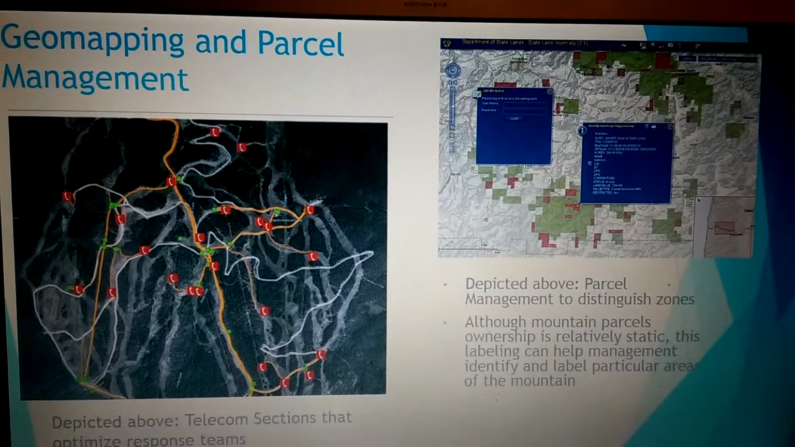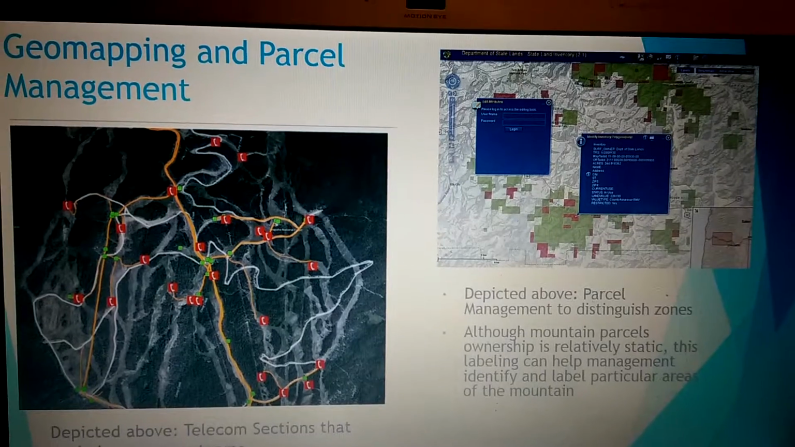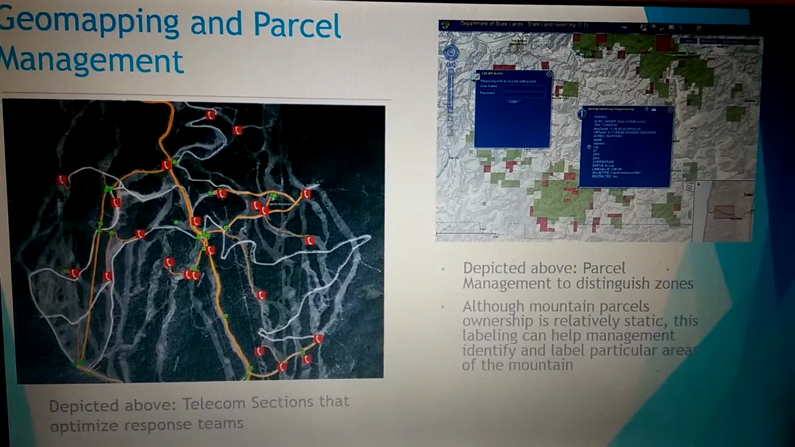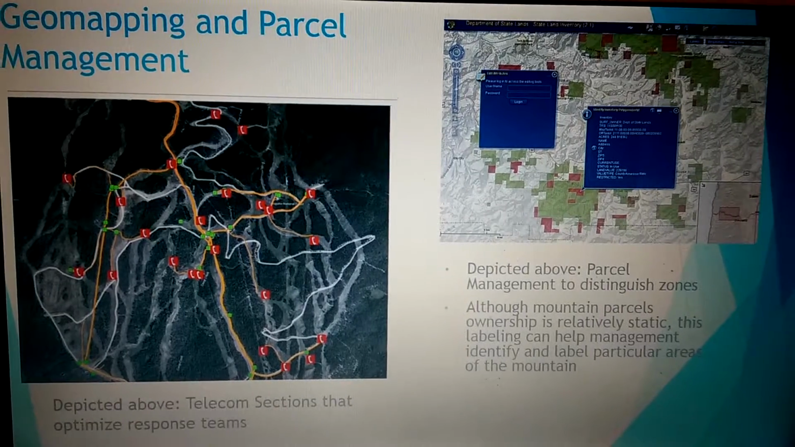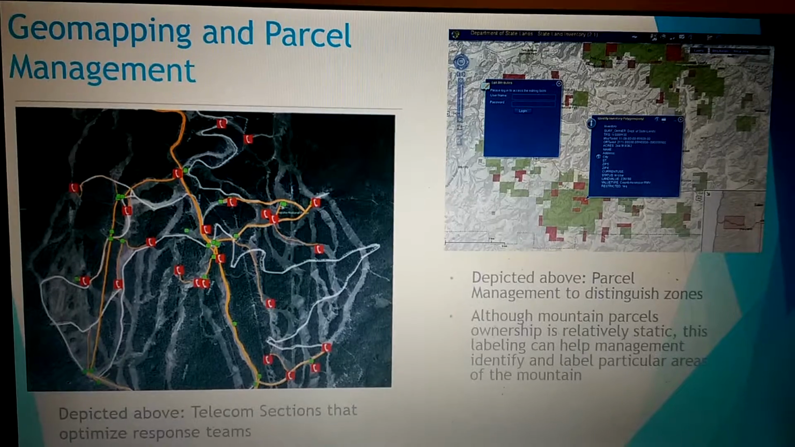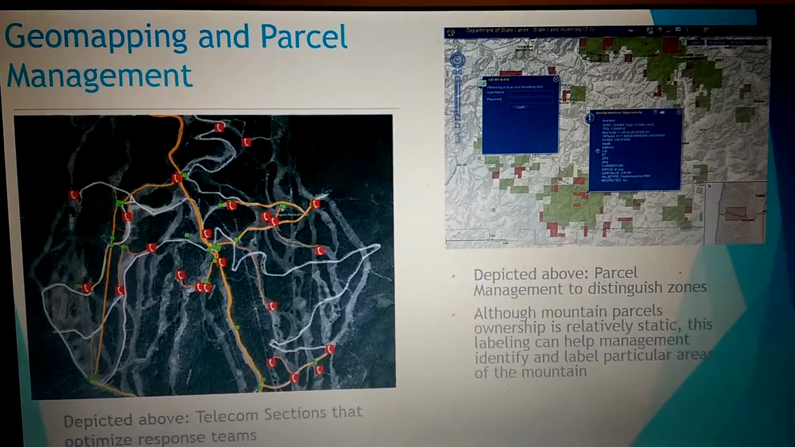You can see here you have different zones that are distinguished by their color shade and overlaid over top of that mountain. This is really for identifying and labeling particular areas, ownership, property rights, and what a resort might control, or a state entity, even the national forest, for example.